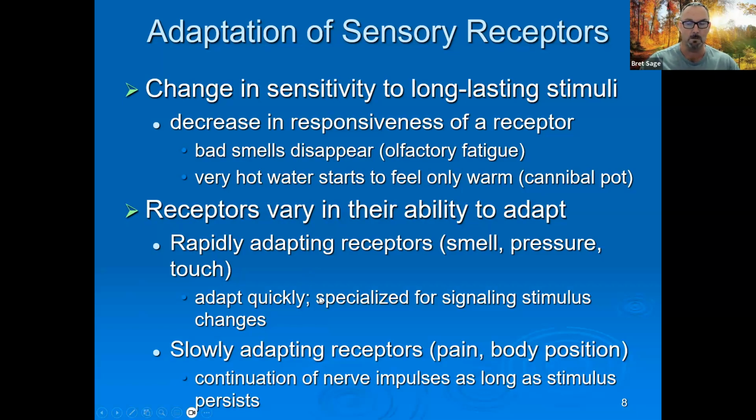Slowly adapting receptors mean this is a stimulus that your body expects to last a long time. So for example, pain and body position both don't adapt very rapidly. And for pain, believe it or not, that's good. You don't want your body to become used to pain, because then you will continue to injure that body part or use it, and you should be resting.